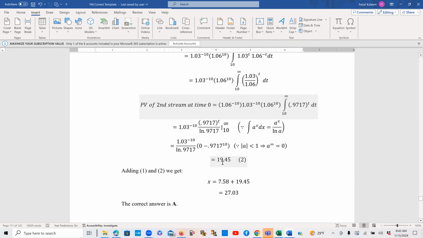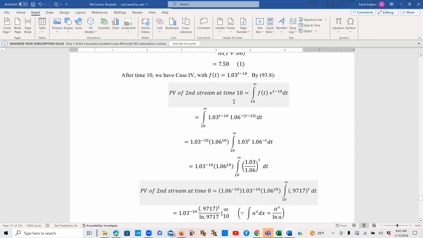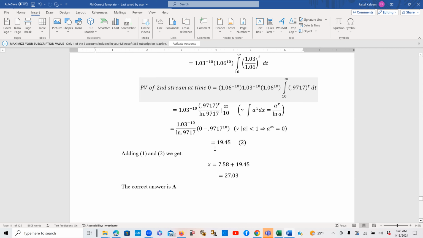And this whole thing now simplifies when you put it in the calculator. It simplifies to 19.45. So this is the present value at time 0 of the second stream, which is given by the second half of the piecewise function. And the total present value will be the present value of the first stream, 7.58, plus the present value of the second stream, 19.46. And these two add up to 27.03. So the correct answer is A.